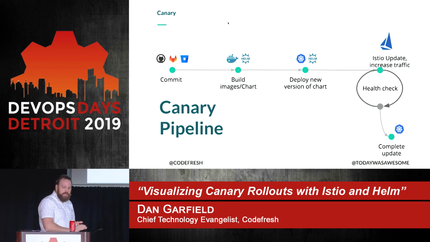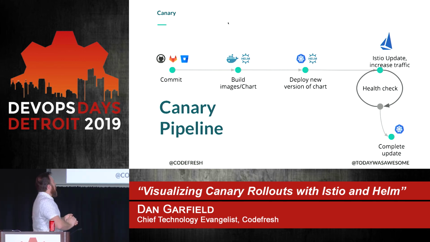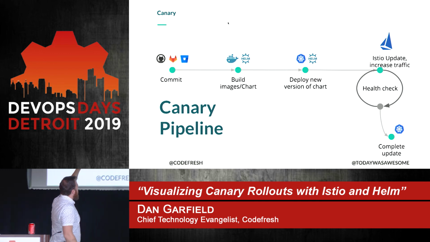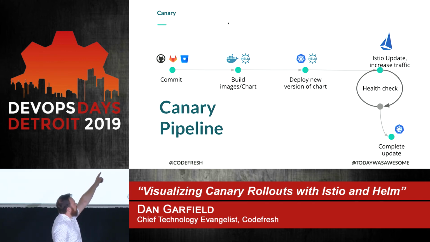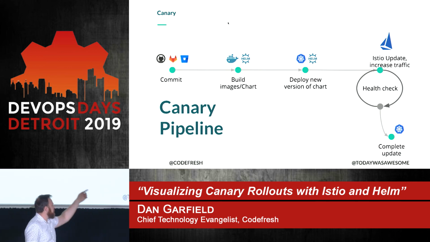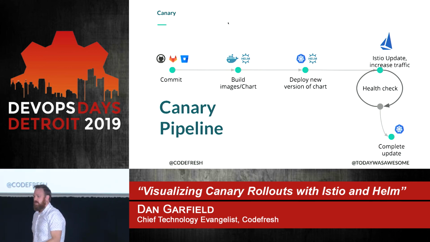So I'm going to show you a pipeline here. This one, we're going to make a commit. It's going to build the images. It's going to build the Helm chart. It's going to deploy the new version of that Helm chart with both versions. And then we're going to go through Istio to actually increment the percentage of traffic, running health checks each time, and then we're going to complete the update at the end. Sound good?